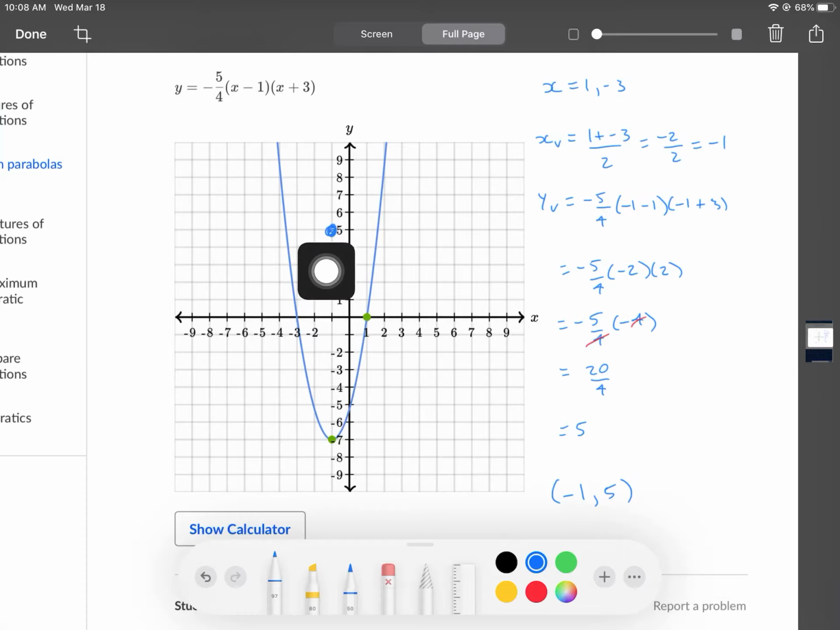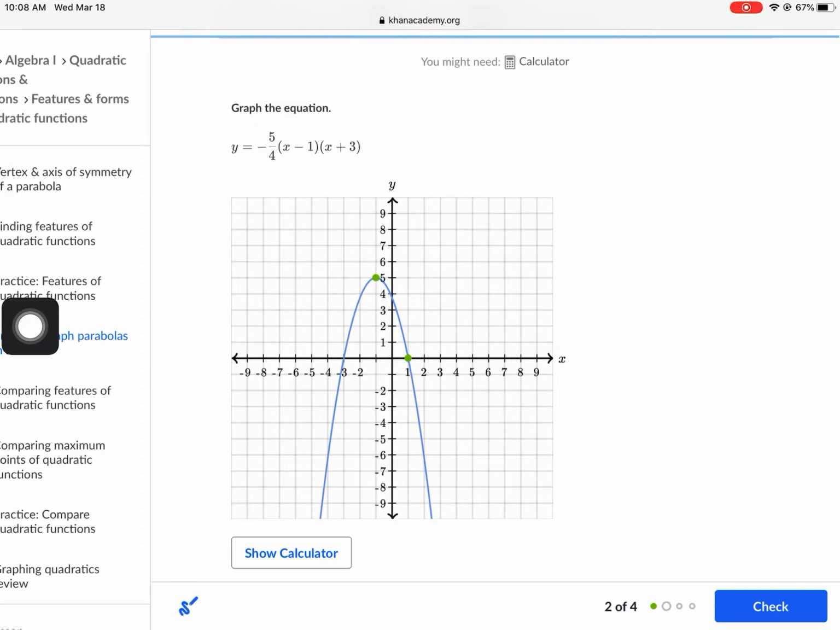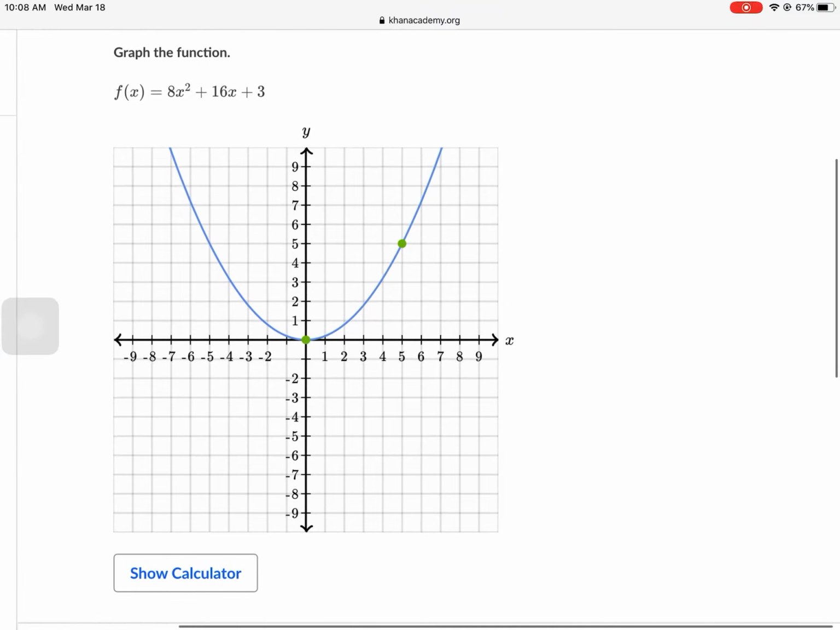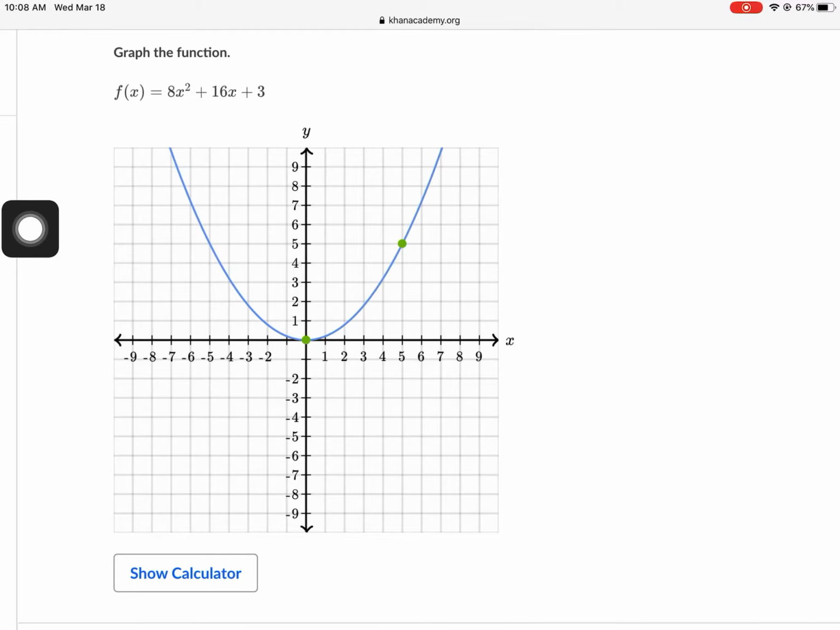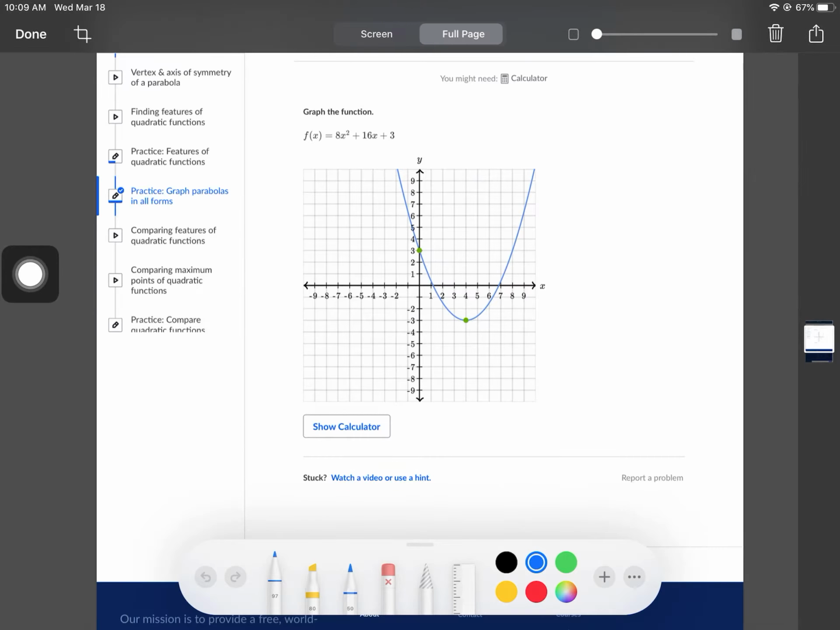So I'm going to go to -1, go up 5, and right there is where I'm going to stick the vertex. So I already put my x-intercept at 1. I'm going to put the vertex there. And there you go. Let's see, standard form. So this one, notice the y-intercept's really easy. Why not just stick that on the y-intercept at 3 right now? Call that done. So now we just need to figure out where our vertex goes.